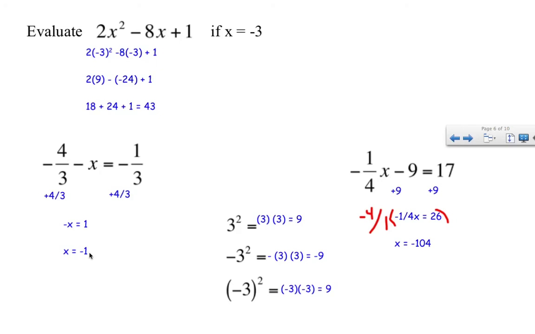And please remember, you can check these. If I plug negative 1 in for x, I'd have negative 4/3 plus a whole, which is 3/3. And you can always check. That's the beauty of equations.